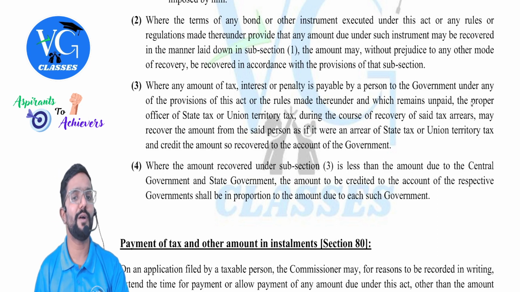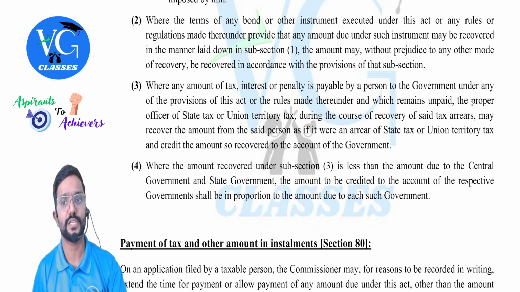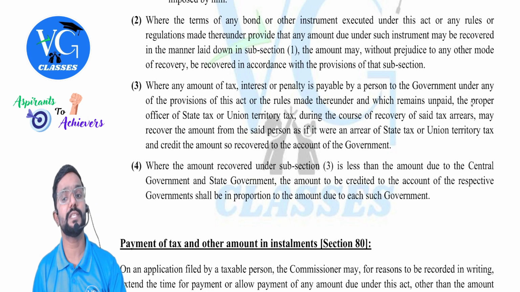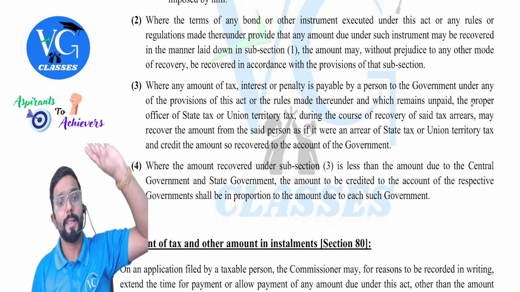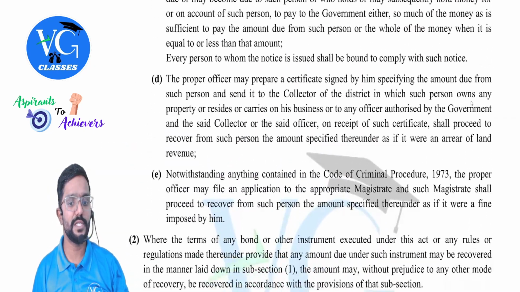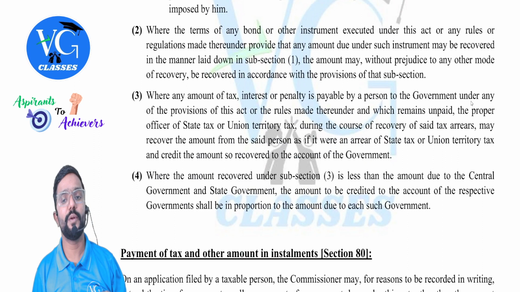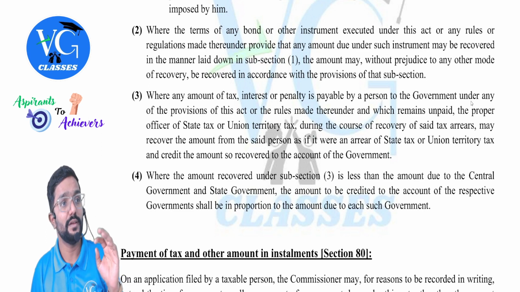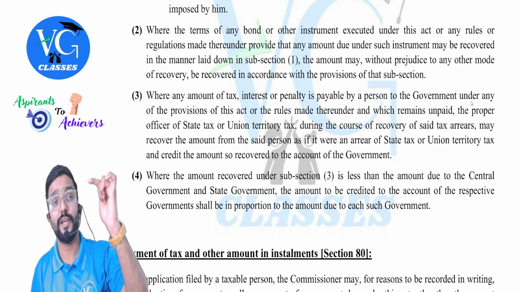Where the terms of any bond or other instrument executed under this act or any rules or regulations made thereunder provide that any amount due under such instrument may be recovered in the manner laid down in subsection 1. What is subsection 1? All this procedure. Yes. The amount may, without prejudice to any other mode of recovery, be recovered in accordance with the provisions of that subsection.